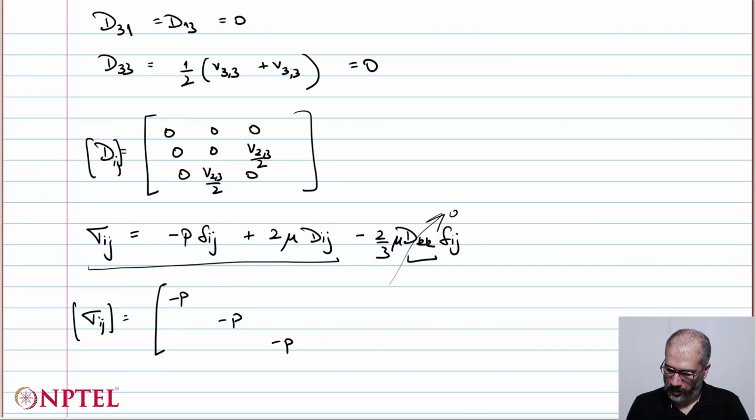And you multiply the D tensor by twice of mu. So the 0 parts remain like this. And then the v2 comma 3 becomes mu times v2 comma 3. And since we're multiplying by 2, the factor of 2 is gone in the denominator. And we have mu times v2 comma 3 here as well. So this is our Cauchy stress tensor.